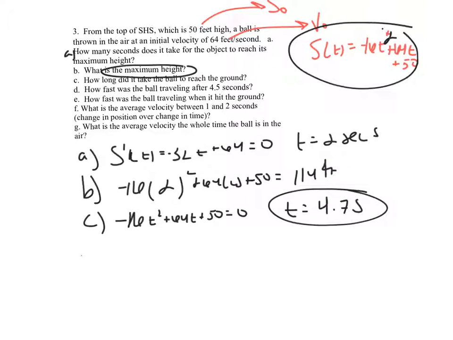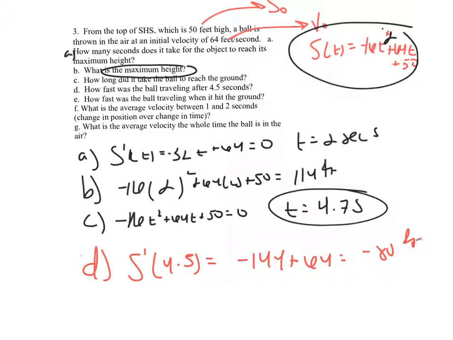But for letter D, this is where it gets more into the calculus again. So letter D, how fast was the ball traveling after 4.5 seconds? Speed, or velocity, is going to be your derivative function. So it says how fast after 4.5 seconds. So all you have to do is take your derivative function and plug in 4.5 seconds. And so you get negative 144 plus 64. So you get negative 80 feet per second, which again is going down because it's a ball being dropped. And then letter E, s prime of what, you think?